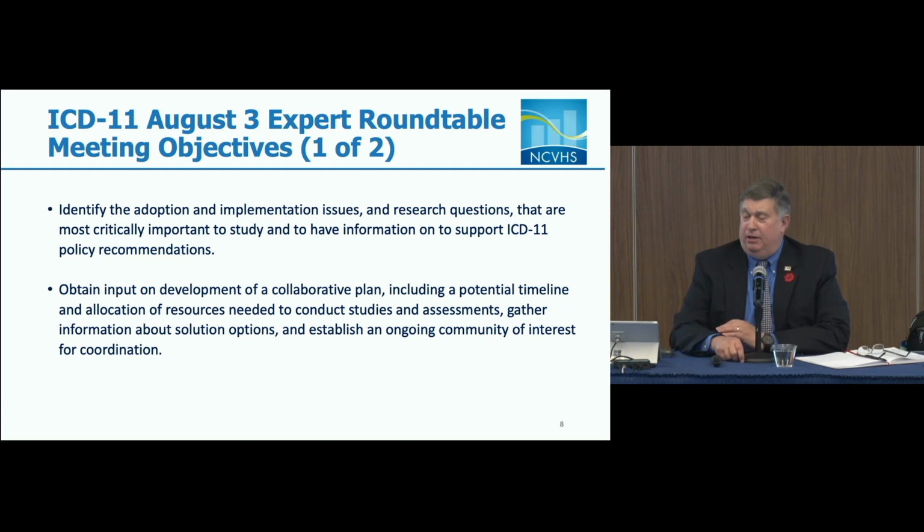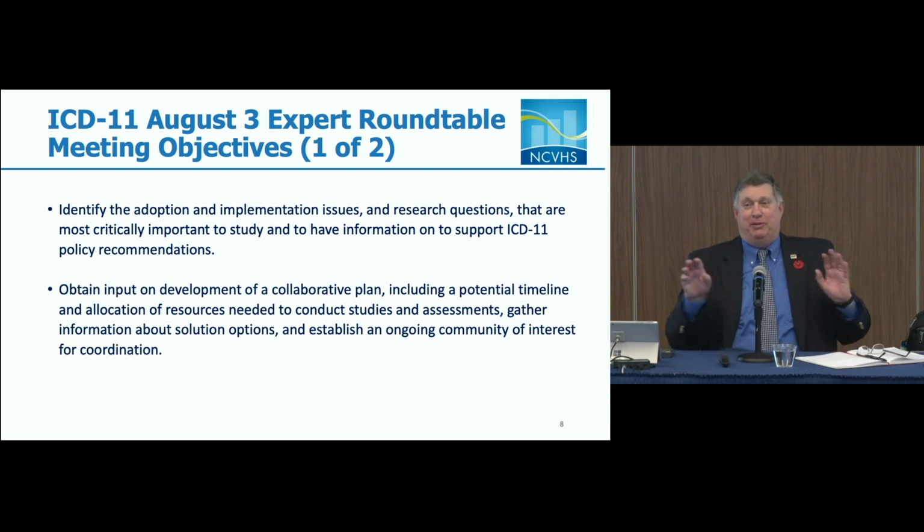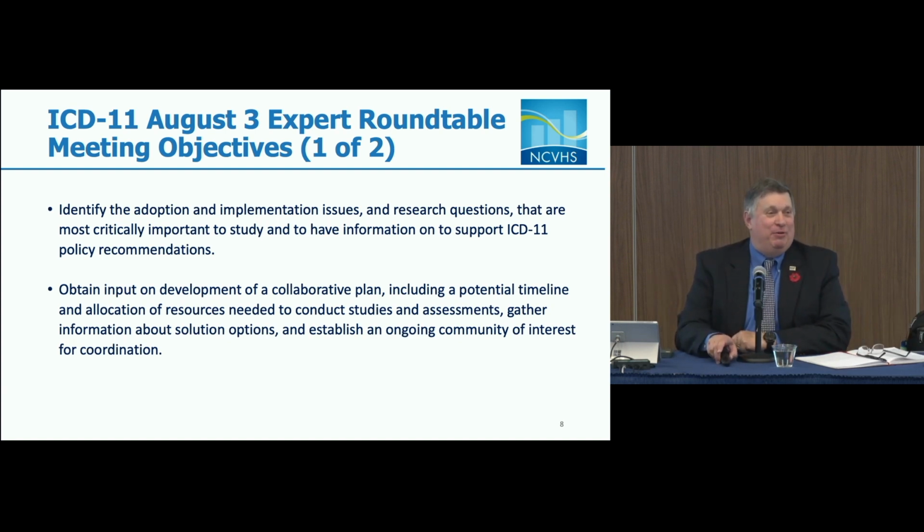And then secondly, can we develop a collaborative plan to maintain the momentum to finish these studies and assessments and to better coordinate them? Because what we saw had happened over the past few years is that there were, I don't want to say 1,000 points of light, but there were many different activities that were not centrally coordinated, I should say. And so, how can we better establish a community of interest for that coordination to gather the rest of the needed information?